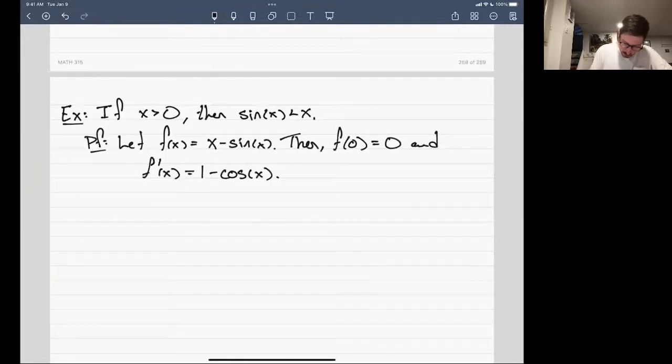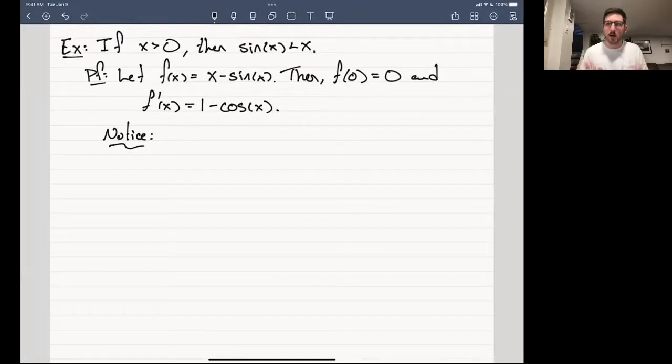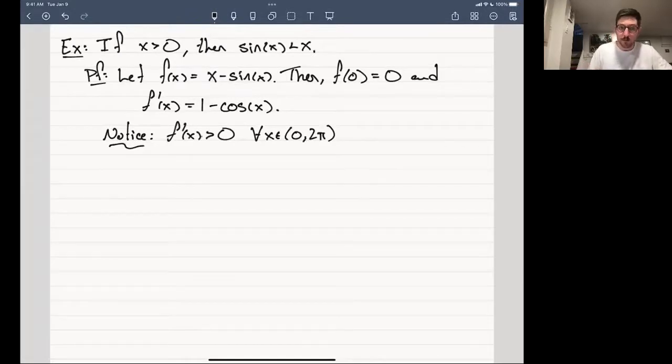And notice, now again, I'm using some properties of cosine of x. We haven't proven them in this class, but that's okay. You can take them for granted. You've probably spent a lot of time working with trigonometric functions. You're allowed to use your knowledge here, right? I'm not trying to wall off anything. We're just trying to prove things from first principles. Well, then f prime of x is strictly greater than 0 for all x between 0 and 2 pi. Notice that I'm excluding 0 and 2 pi. Those are the points where cos is equal to 1. So this is actually a strict inequality.